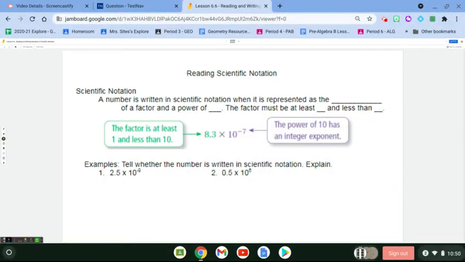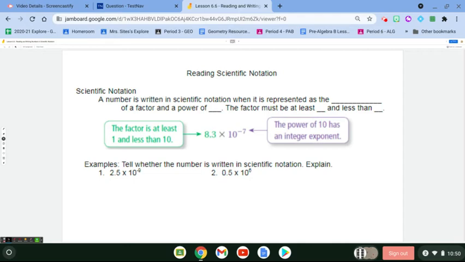Hi guys, it's Mrs. Seitz, and today you are going to be learning about what scientific notation is. We're going to be both reading it and writing in it.